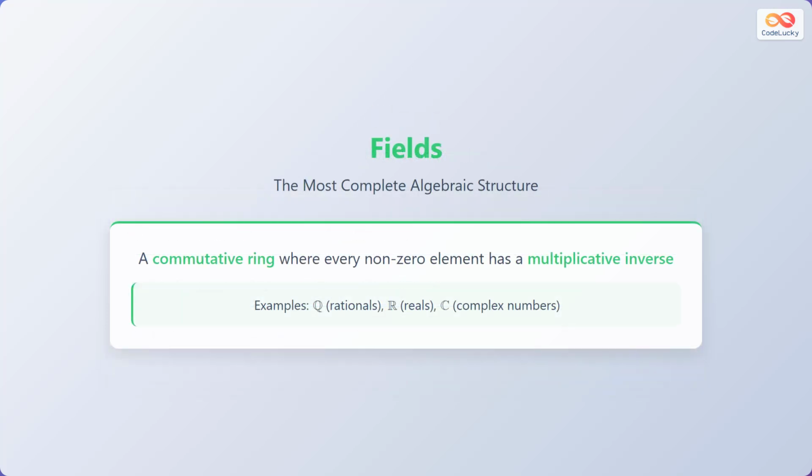Now we come to fields, which are the most complete algebraic structure. A field is essentially a commutative ring where every non-zero element has a multiplicative inverse. This means you can divide by any non-zero element. Some examples of fields include rationals, reals, and complex numbers.